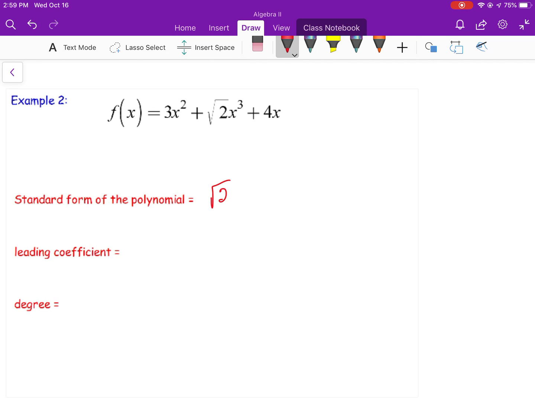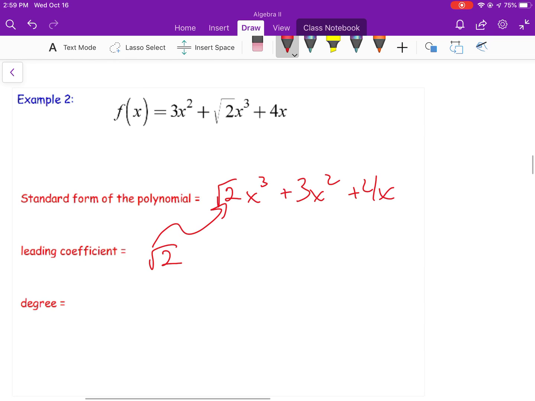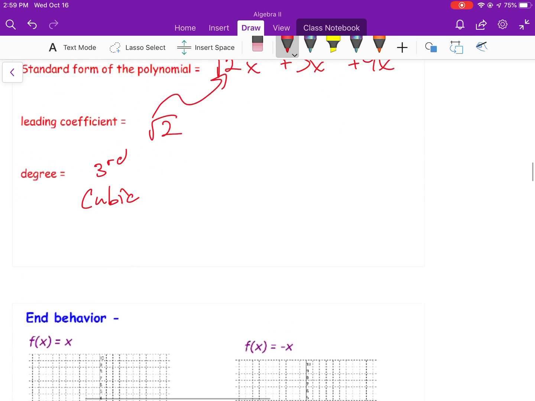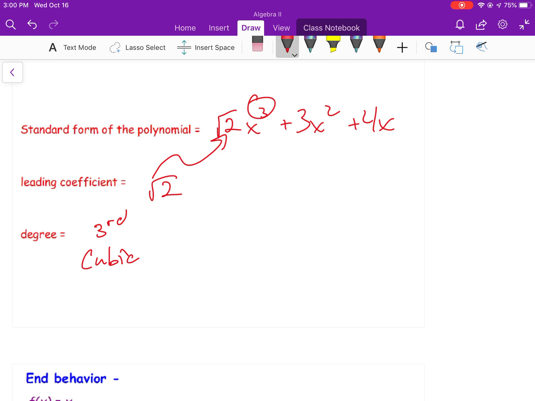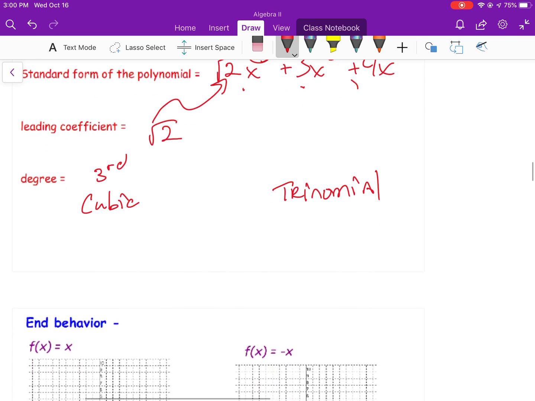So I'm going to go with square root 2 x to the third plus 3x squared plus 4x. The leading coefficient is that number right there, the square root of 2, and it is a 3rd degree. Now I can call that a cubic because of that 3rd degree. I'll even call it a trinomial because of the number of terms. We can focus on those a little bit more as we get our answers. I'll ask you those things to make sure that you understand what they are. Now, end behavior.